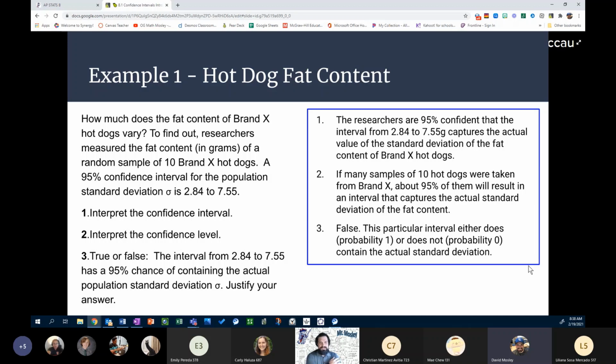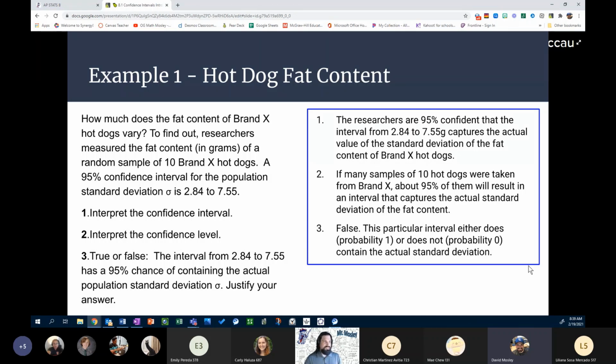And lastly, for number 3, this is a false statement. This particular interval either does, probability 1, or does not, probability 0, contain the actual standard deviation. Because it's referring to a specific, particular confidence interval from a single sample, we can't say that it has a 95% chance of containing the actual parameter, because it either does or it doesn't. There's no probability that it will.